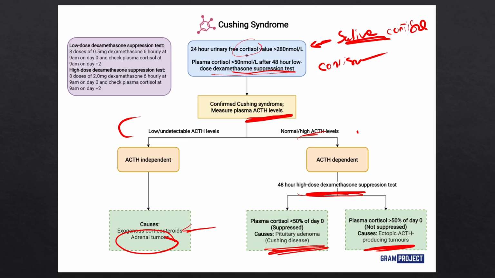then jump to dexamethasone, check ACTH, and if the ACTH is low, it's an adrenal tumor. If ACTH is high, then you do another dexamethasone. If the ACTH gets low, it's a pituitary adenoma. If it's still high, that's ectopic ACTH, could be from lung cancer or any other cancer.